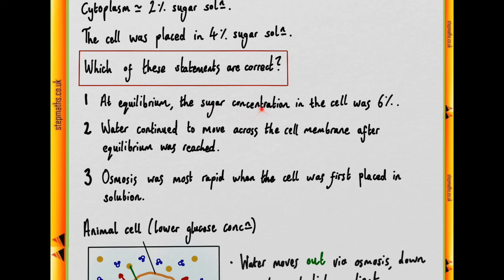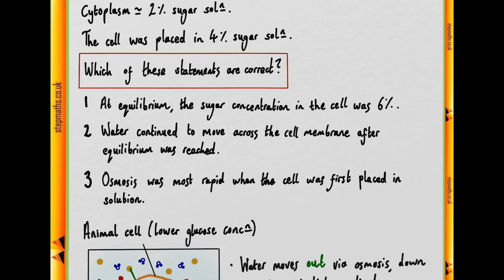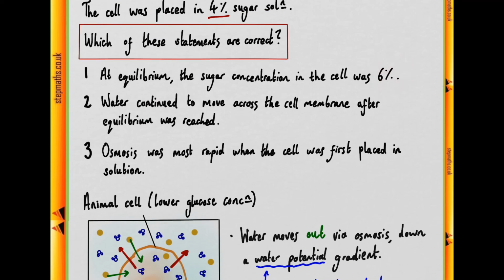At equilibrium, the sugar concentration in the cell was 6%. So at equilibrium, the point at which this movement down via osmosis or perhaps via diffusion stops, we're told that equilibrium point would be when the sugar concentration is 6%. Well, we can know that's wrong because the cytoplasmic sugar concentration is 2% and the surrounding solution is only 4%. So there's no way in which you can get to 6% within the cytoplasm without there being a more concentrated solution of sugar introduced into the experiment. So there's no way you can get to 6%.